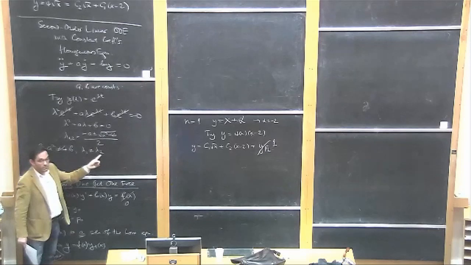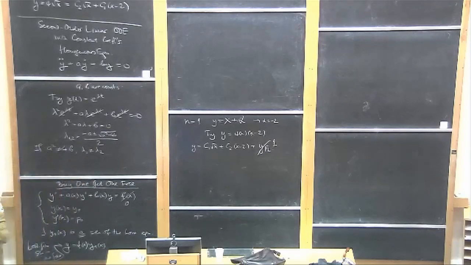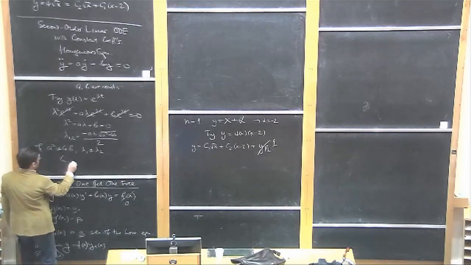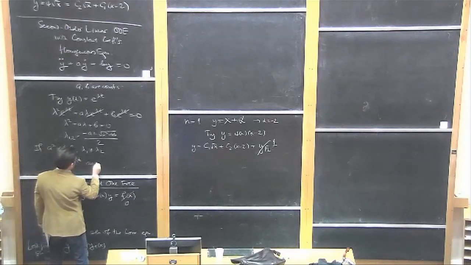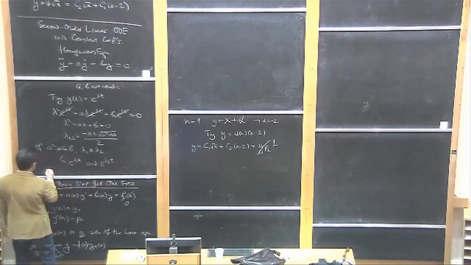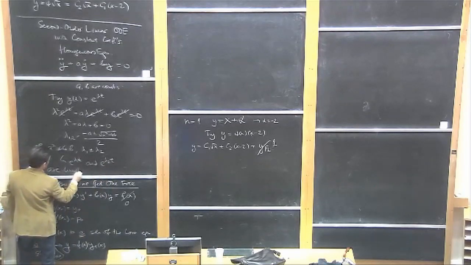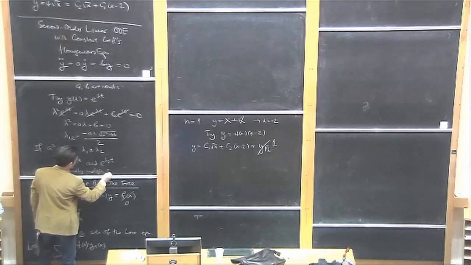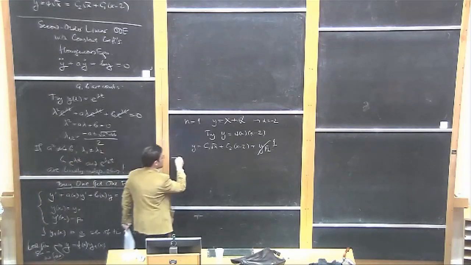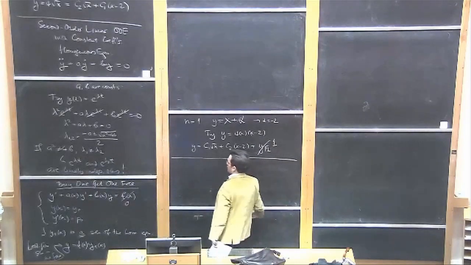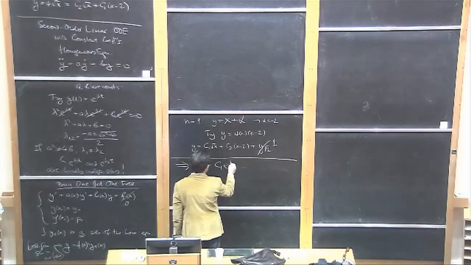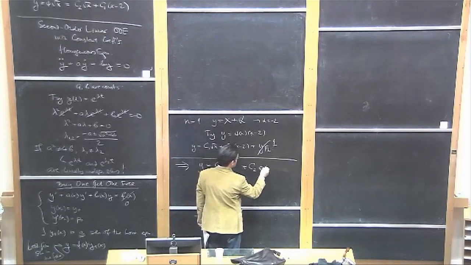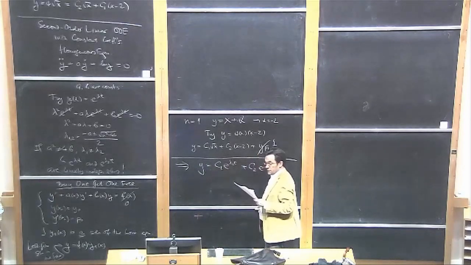And because lambda 1 and lambda 2 are different, the two solutions we have found are linearly independent. So e to the lambda 1 t and e to the lambda 2 t are linearly independent solutions. Therefore, the general solution is C1 e to the lambda 1 t plus C2 e to the lambda 2 t. Problem solved.